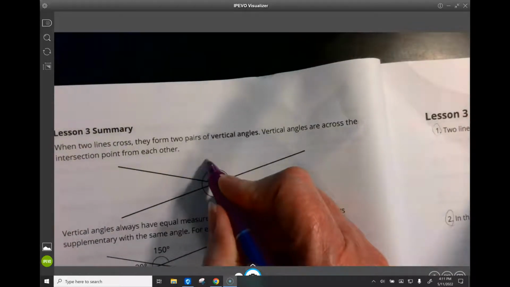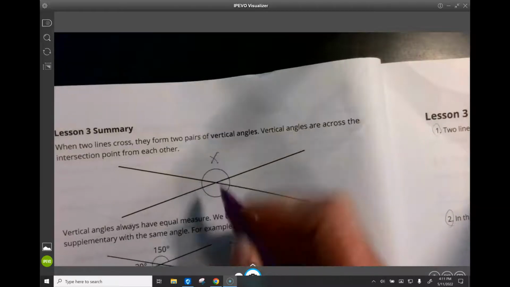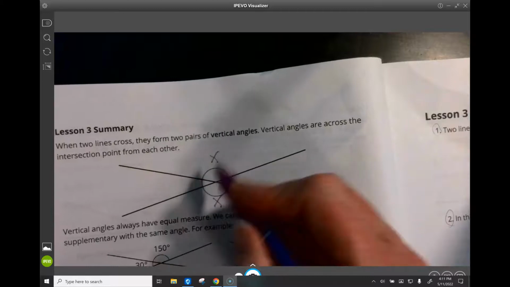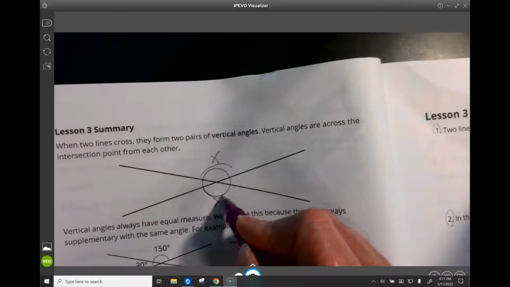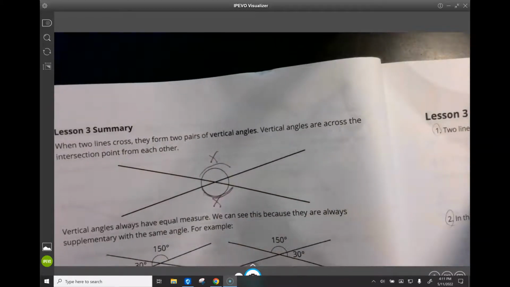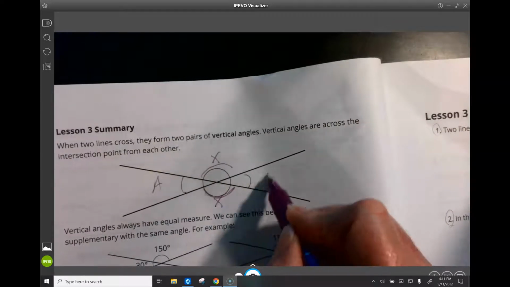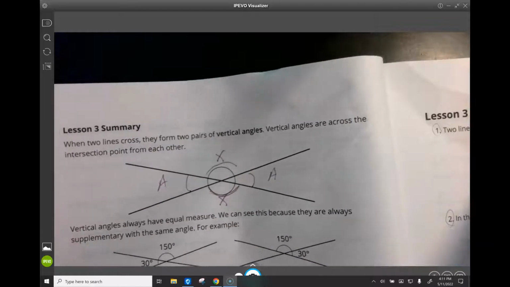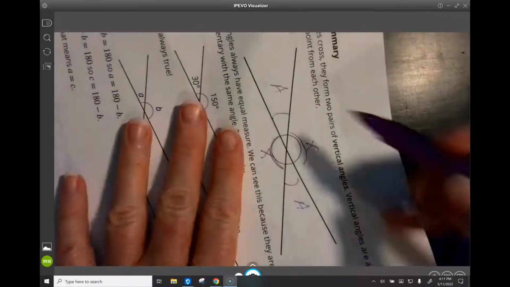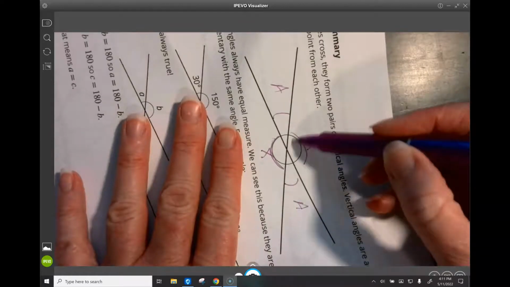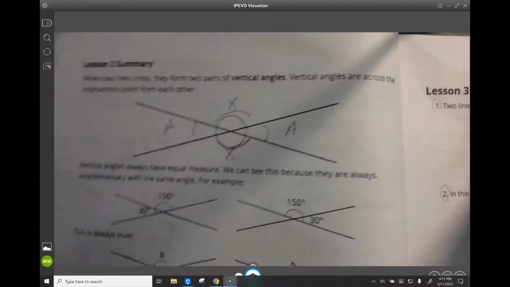So here we have, this is a vertical angle right here, and this is a vertical angle. So X and X, this angle right here and this angle right here, those are vertical angles. And we have found out that this angle, A and A, are vertical angles. Okay? Now, if you look at that, vertical angles always make a V. Look at that. See how those vertical angles? They always make a V. Okay. Good. So, vertical angles.